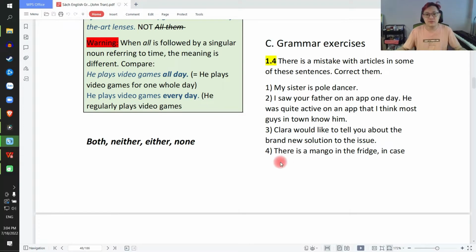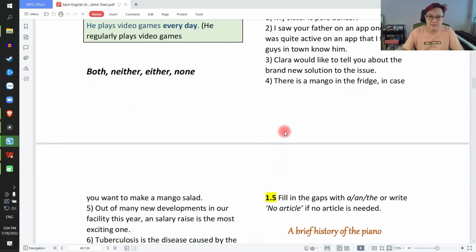So number 4 is correct. Number 4 is correct.